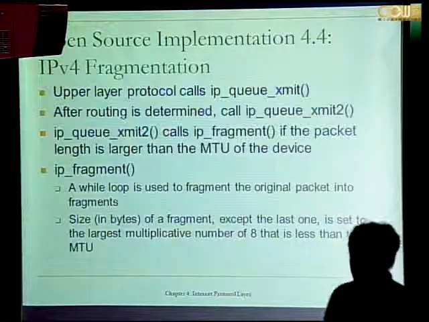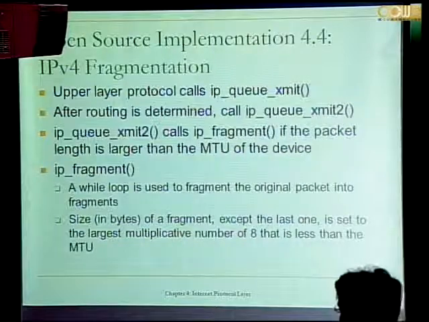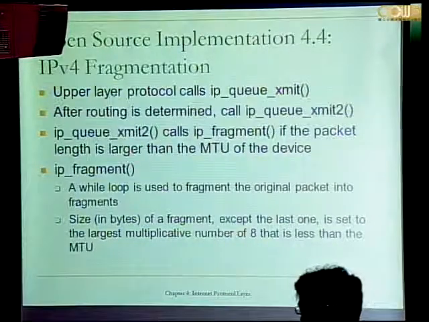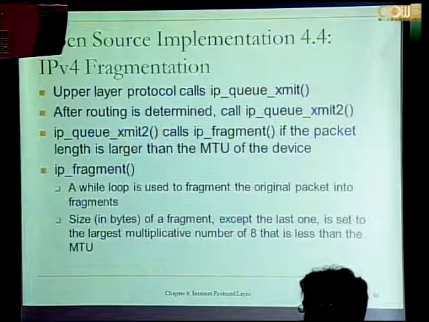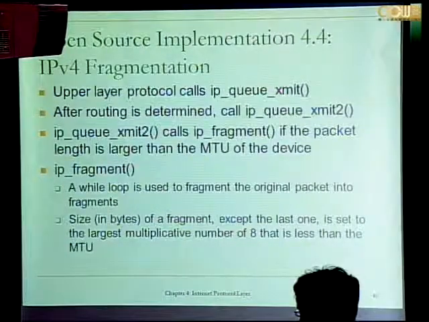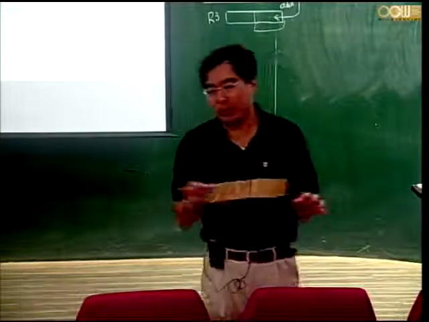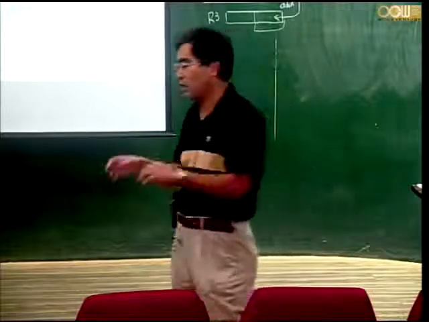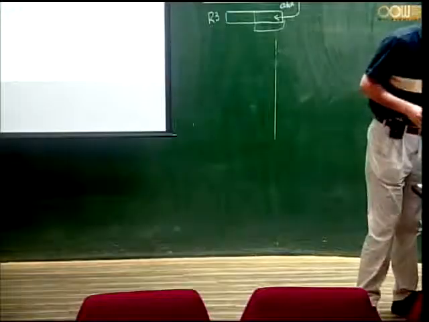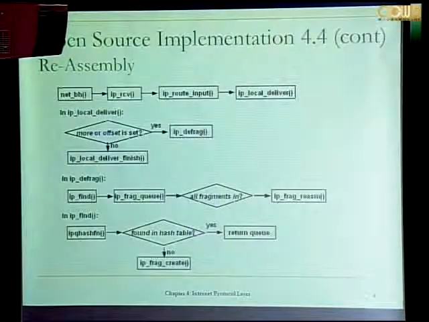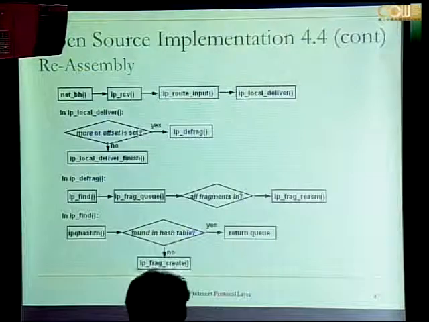And in IPv4, the fragmentation can be done in a host or in the routers. So the host might fragment the packet if the MTU is too small, and the router might do that too. So the fragmentation can happen anywhere in the host or router, but reassembly can only happen at the destination host, not the router.